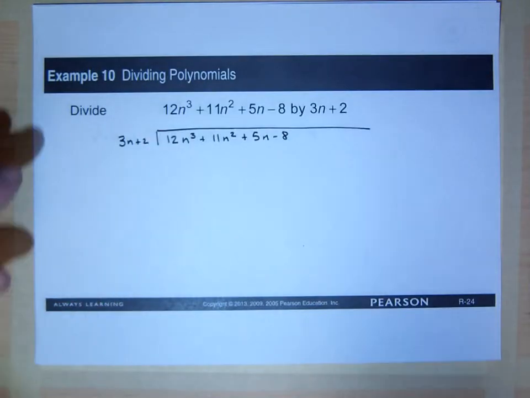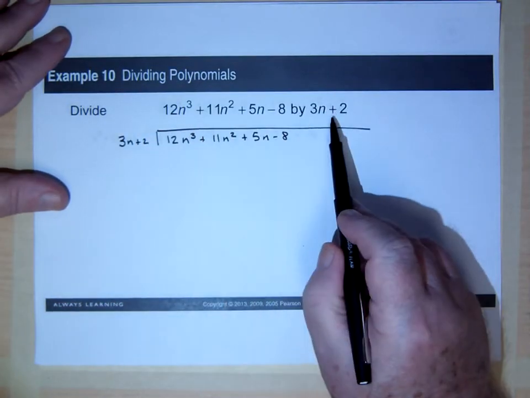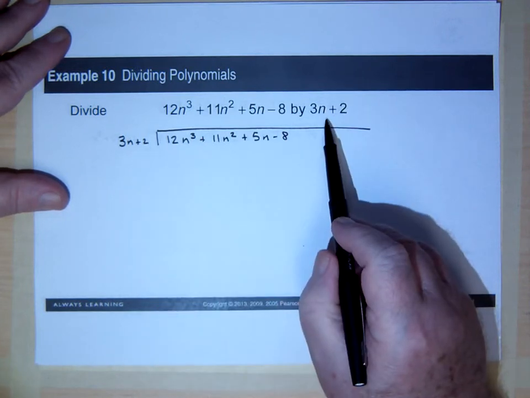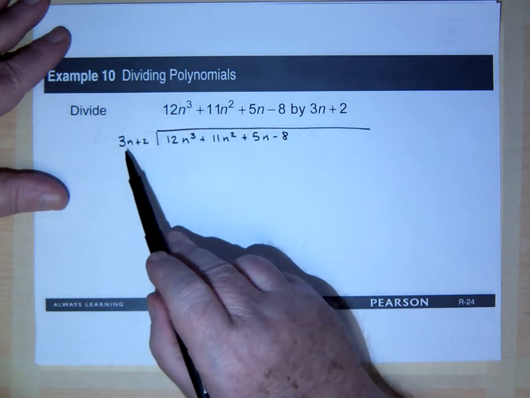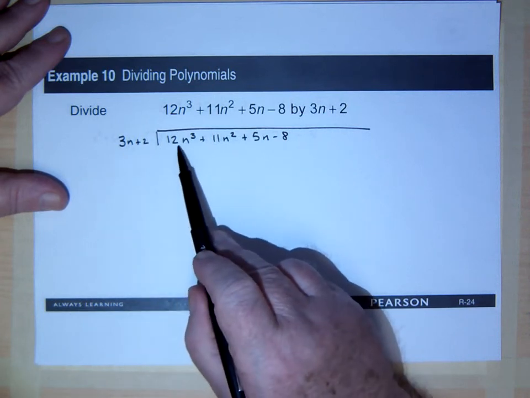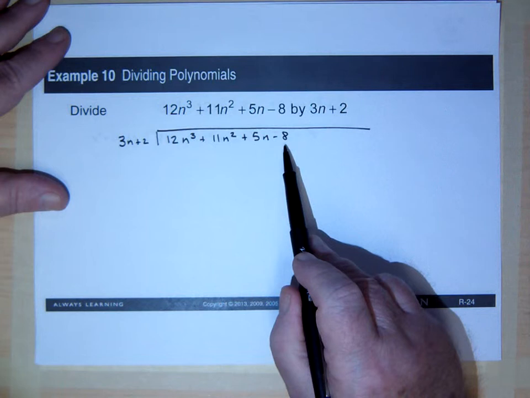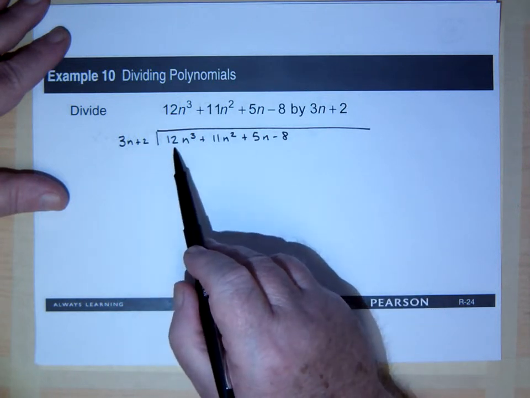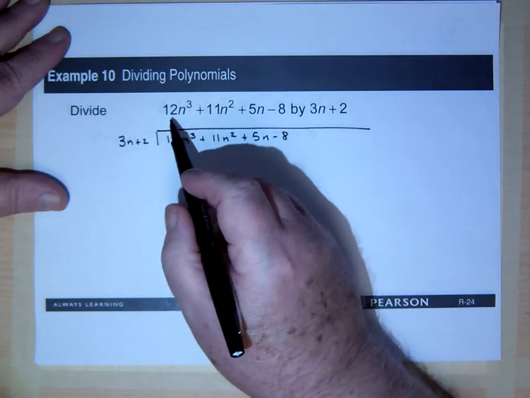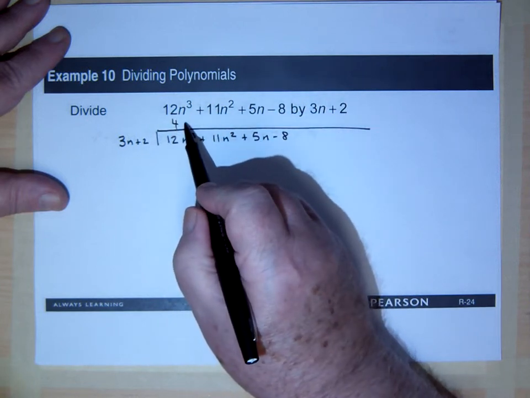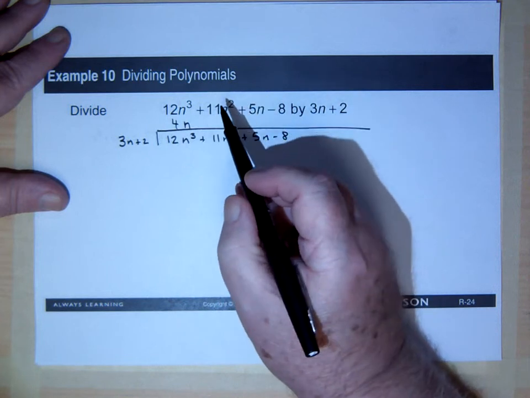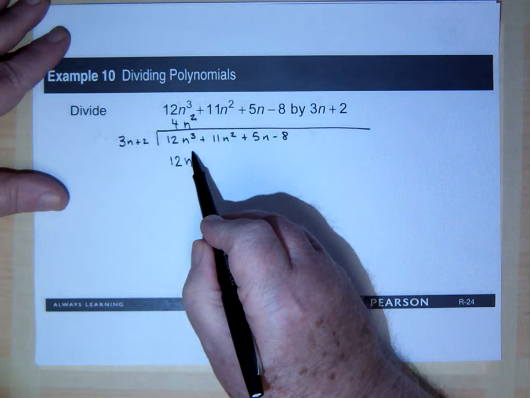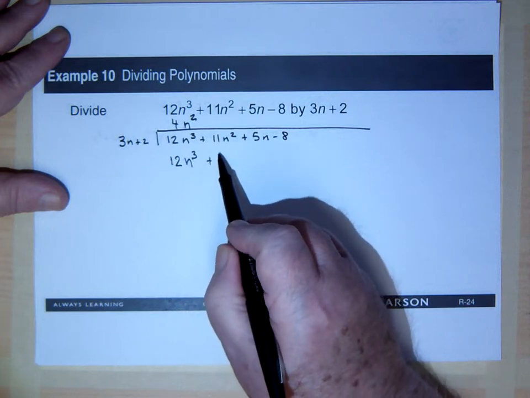When we're dividing this by this expression, we set it up like this. The 3n plus 2 goes on the outside. So we ask ourselves, and we make sure this is arranged in decreasing powers of n with no blanks. So 3n goes into 12n squared, 4n squared. I will get 12n cubed plus 8n squared.